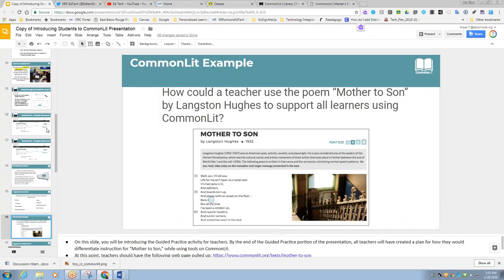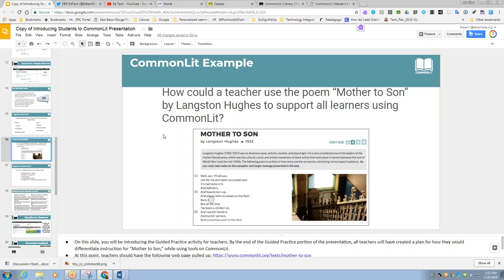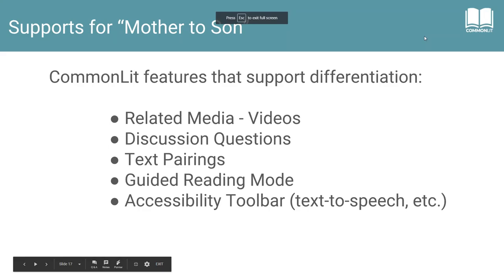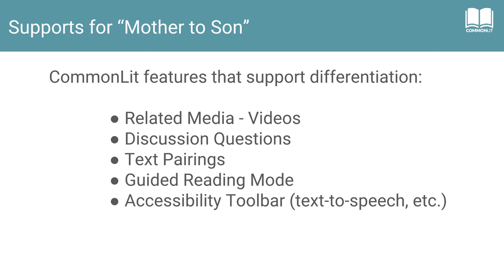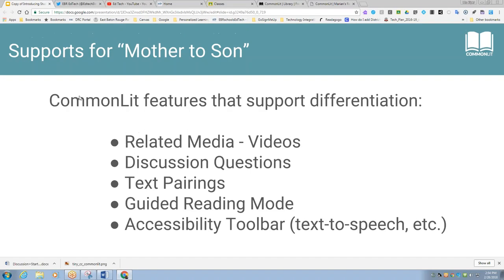Okay, a few other things I'm going to point out during this informational webinar are that you can use the text in CommonLit to support all learners. For example, you can use one text to support differentiation in your class. By using features like related media, the discussion questions, paired text, and guided reading mode, also the text-to-speech, you can take the same text but support students at different levels. And in many cases, that is truly what's difficult for teachers and students. Finding the right support level while allowing students to all have access to the same text. And so this is one of the highlights, I think, of CommonLit and one of the things that I think they do incredibly well.